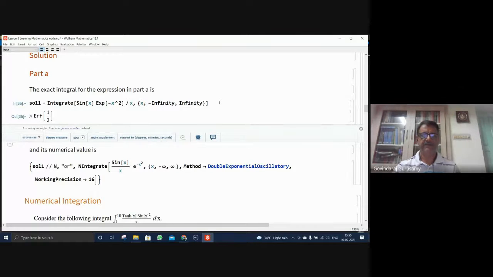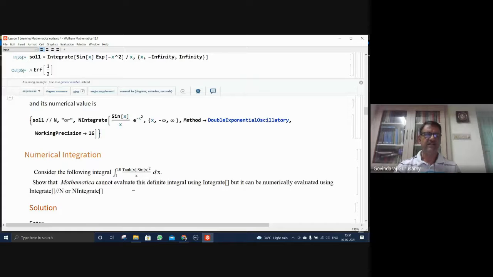Error function, because of e power minus x square, pi error. And if you want a numerical value, it can be found. So solution 1 is numerical, or NIntegrate of sin x. You know sin x by x? You know what the sin x by x function is? We call it a sinc function. That has fantastic properties.